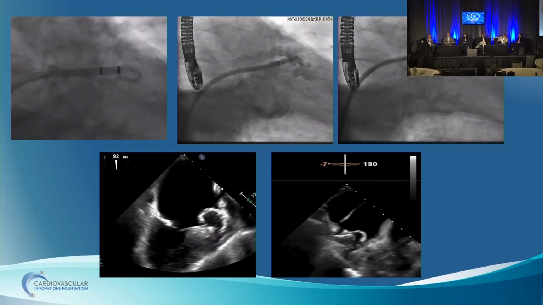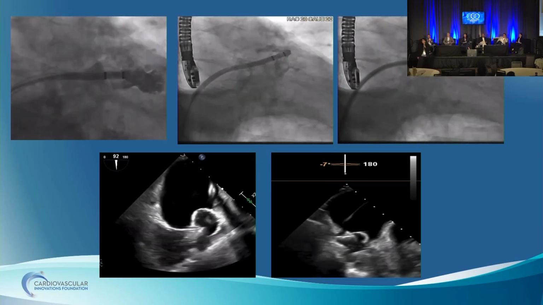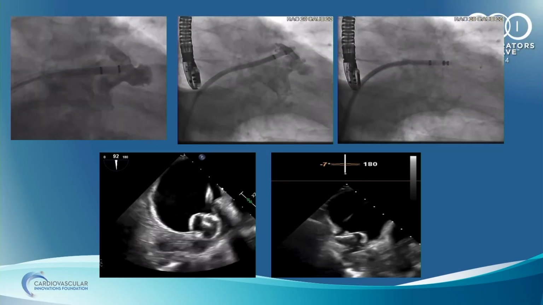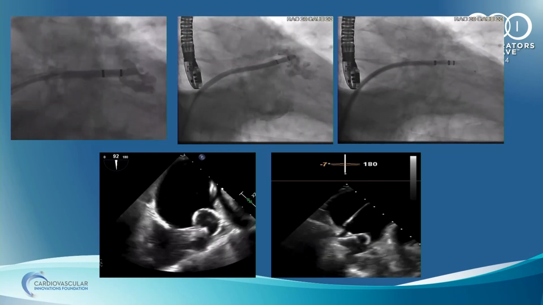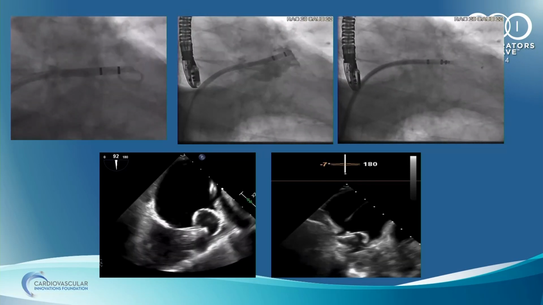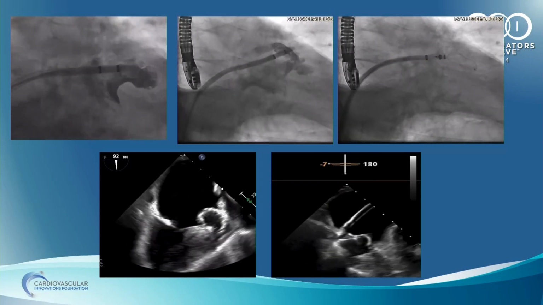Can you guys move the live view away from the upper right? Maybe put it in the lower right? Okay, so we can see. We're in that posterior lobe, and the device is compressed and canted and not covering the anterior lobe at all.